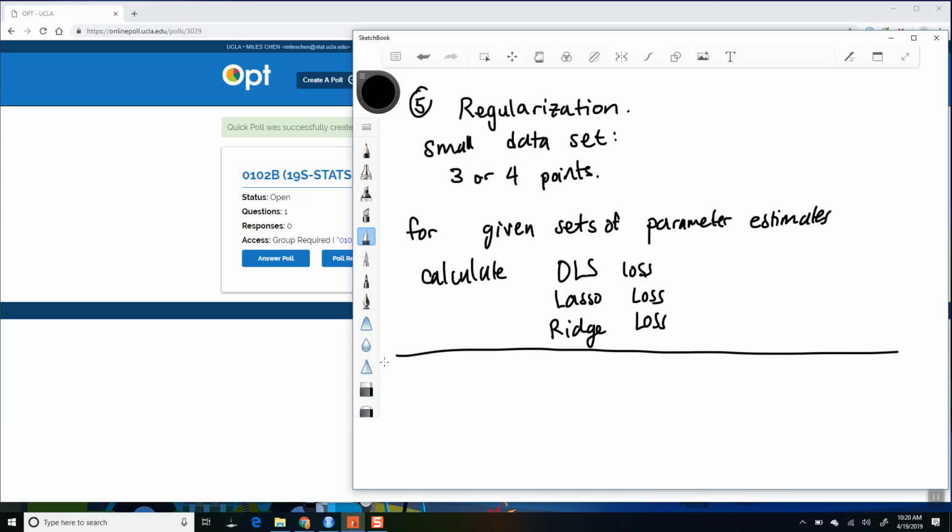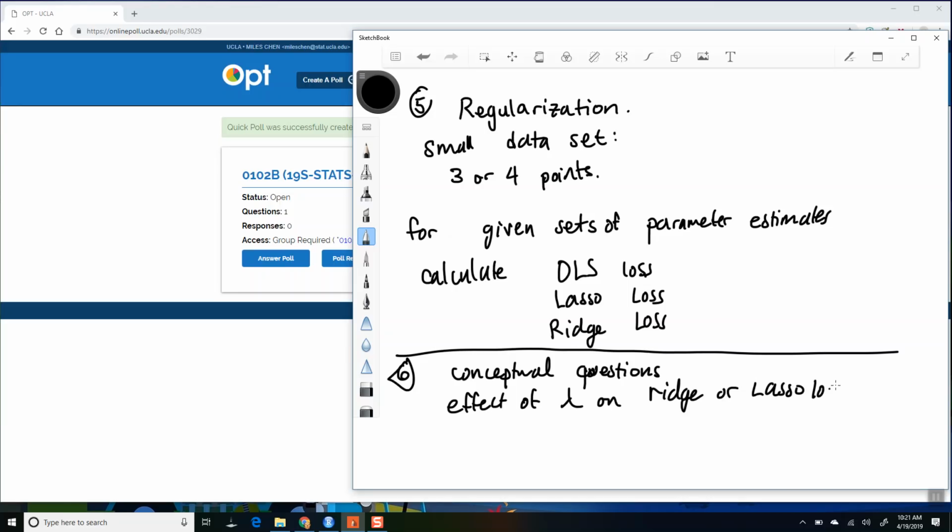All right, so final option, maybe just conceptual questions. You know, like effect of lambda on ridge or lasso loss. Maybe effect of gamma on gradient descent. I don't know. Other stuff.